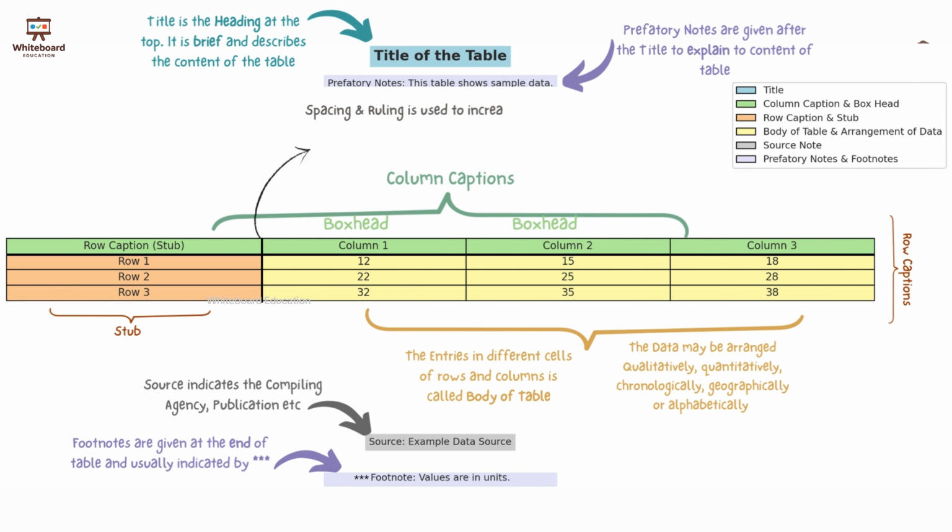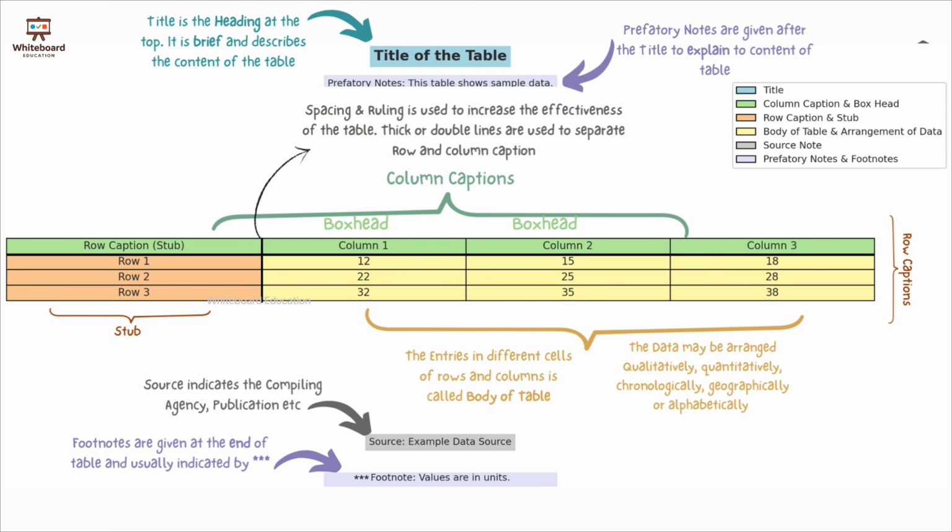Lastly, spacing and ruling. Spacing or ruling is used to increase the effectiveness of the table. Thick or double lines are used to separate row and column captions. To indicate no entry in a cell, dots or dashes are used, not zeros.